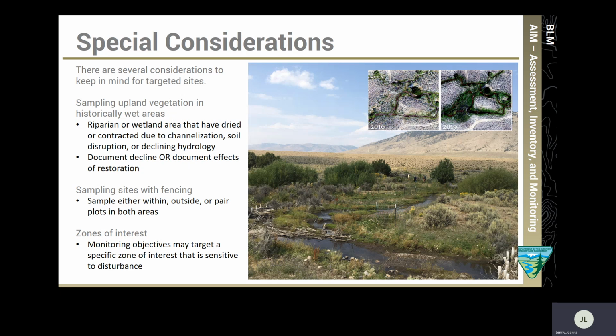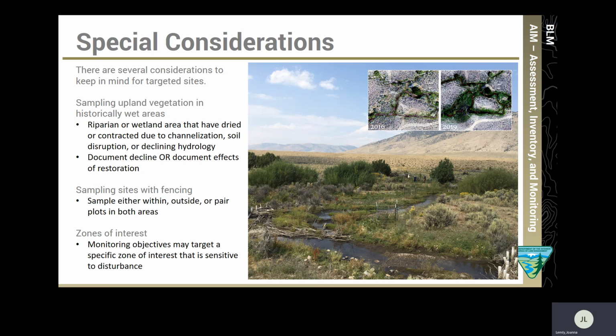The site shown here is a restoration project in Idaho, where over time, installed beaver dam analogs have expanded the riparian and wetland vegetation. In this case, stretching monitoring transects into the upland allows that change to be captured.